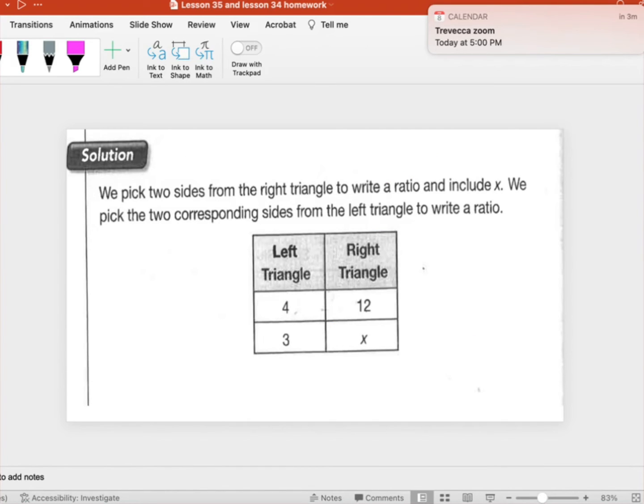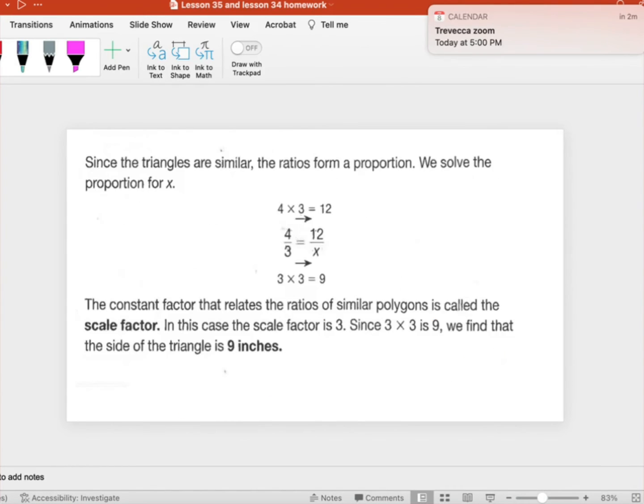Here it says we picked 2 sides from the right triangle to write a ratio. So they went left triangle to right triangle. 4 times 3 is 12, therefore 3 times 3 is 9, and the missing side must be 9, which is what they did here. It says the constant factor that relates the ratios of similar triangles is called a scale factor. In this case, the scale factor is 3. Since 3 times 3 is 9, we find that the side of the triangle is 9 inches.